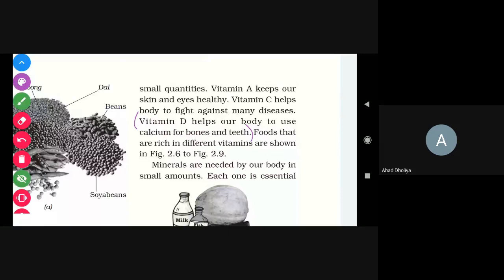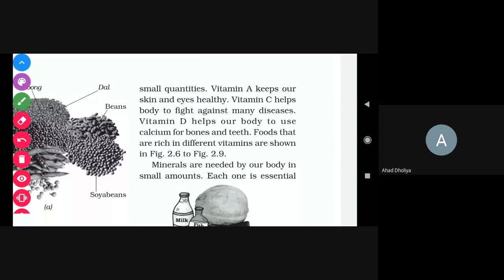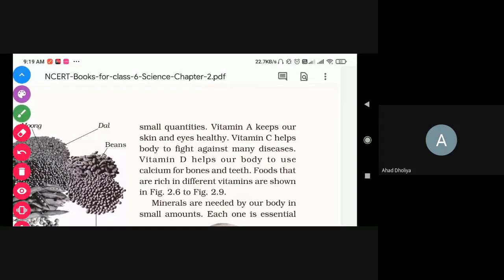So please repeat what you have written. Tolia, what you have written? Repeat. Yes ma'am, I will repeat. Food containing fats and carbohydrates are also called energy giving food. Proteins are needed for the growth and repair of our body. Third point, food containing proteins are also called bodybuilding food. Fourth point, vitamins help in protecting our body against diseases. Fifth point, there are 5 types of vitamins.